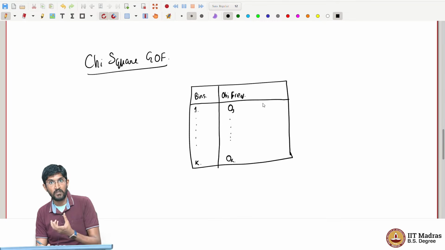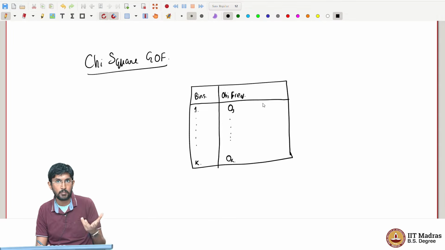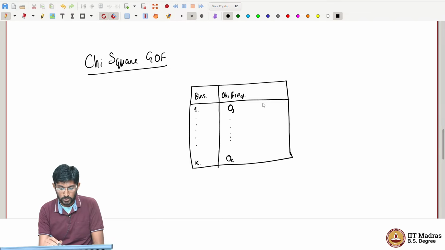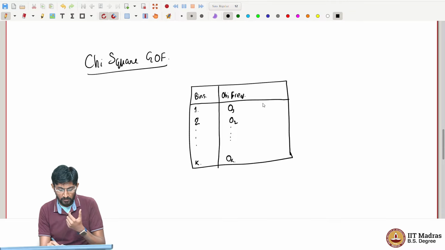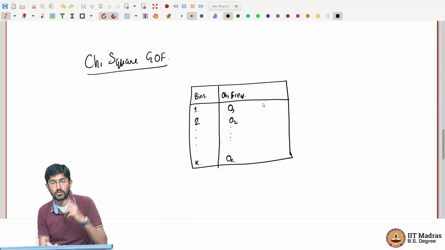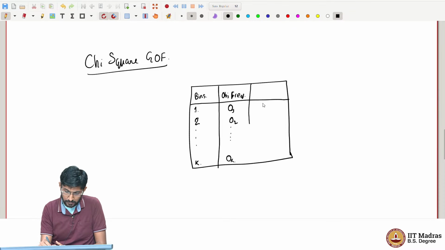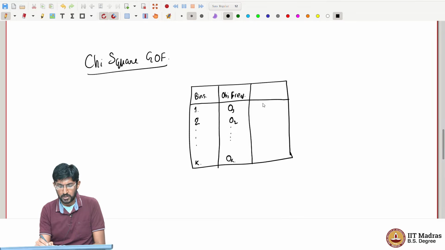So these are the values that we observe in a sample that is got from the population. So how many observations in the sample fall in bin 1? How many observations in the sample fall in bin 2? How many observations in the sample fall in bin k? So that is going to be the observed frequency. The third column is going to be the expected frequency.